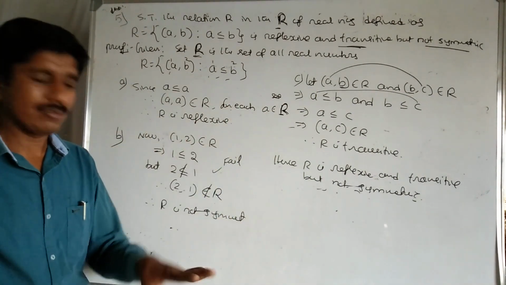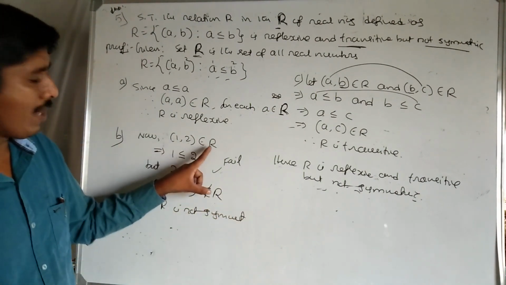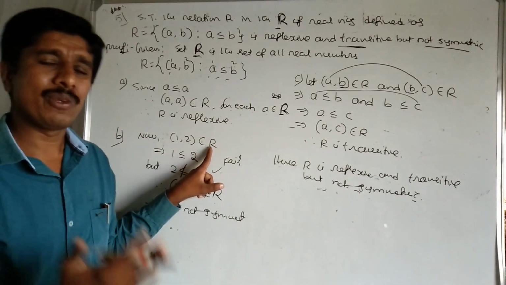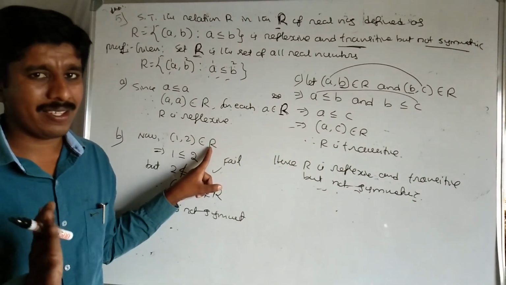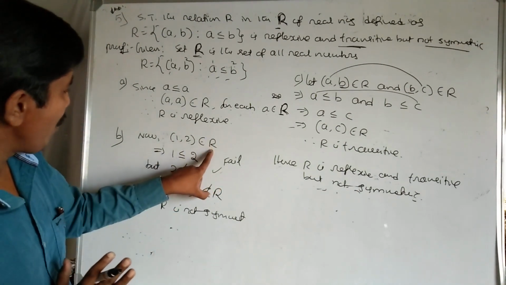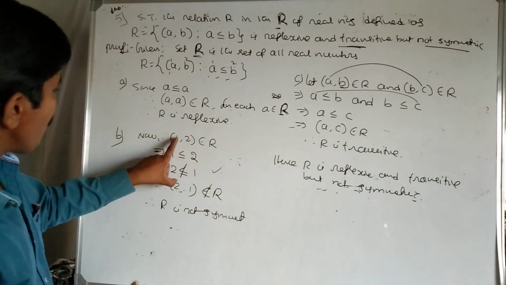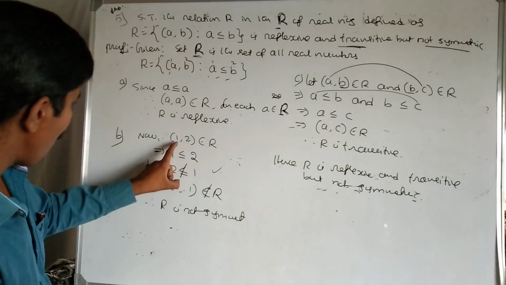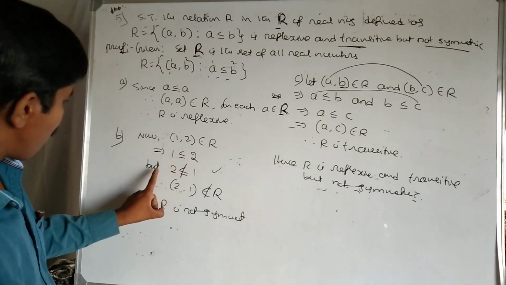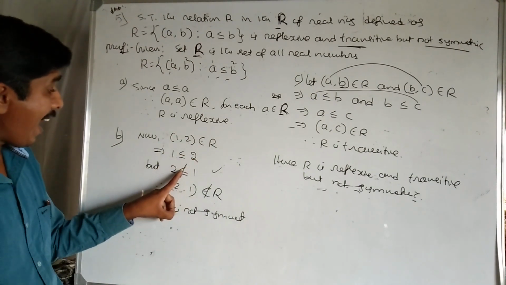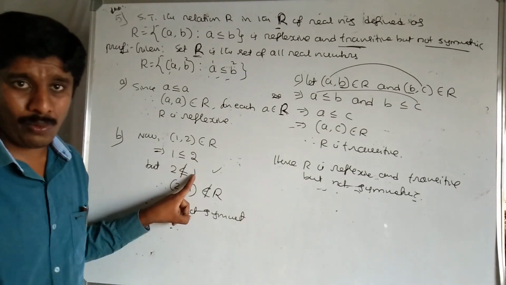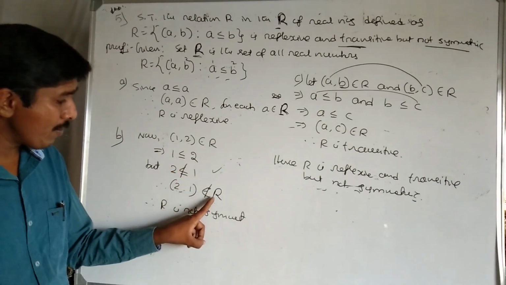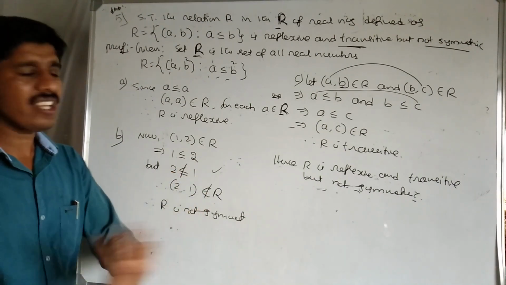Directly you can take it like this: 1 comma 2 belongs to relation. Sir, you take only 1 comma 2, you can ask. You can take any number, 1 comma 3, 2 comma 3, like that. It's your wish. 1 comma 2 belongs to relation. The relation between 1 and 2: the first one is less than or equal to the second one, 1 is less than or equal to 2. But 2 is not less than or equal to 1, because 2 is greater than 1. There is no relation between 2 and 1, therefore 2 comma 1 does not belong to relation. Therefore it is not symmetric.